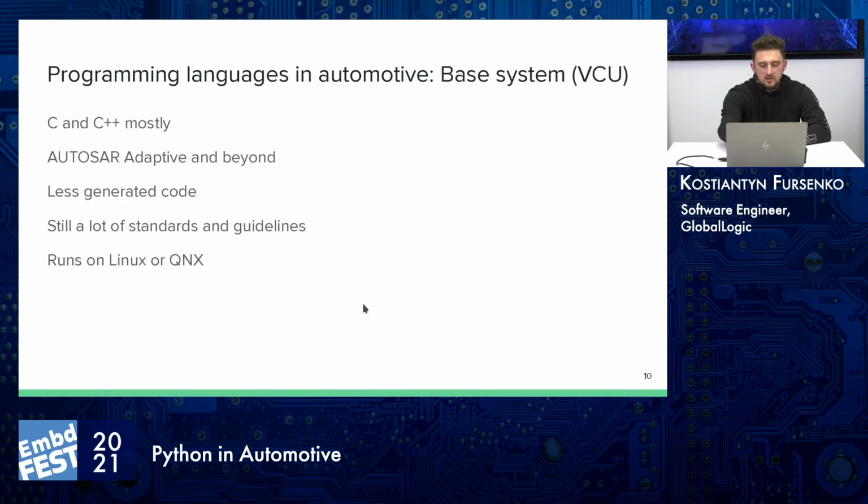For the base system, it's almost the same. C and C++ are used mostly, but it's a little bit different since the software isn't running bare-metal. It's running on a platform, for example, AUTOSAR Adaptive Platform and beyond, probably. It has less generated code. It's still a base and has a lot of standards and guidelines. And it runs on a host operating system like Linux or QNX.